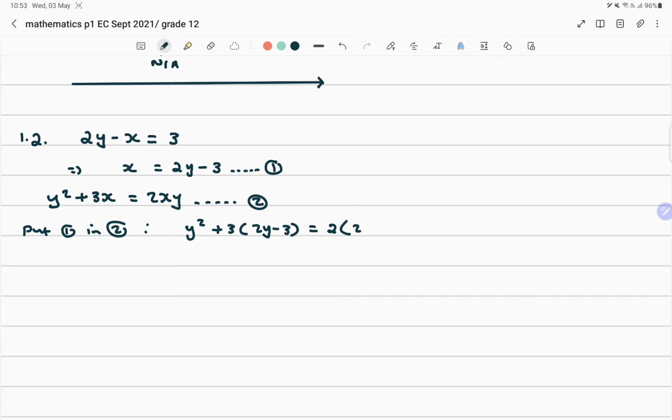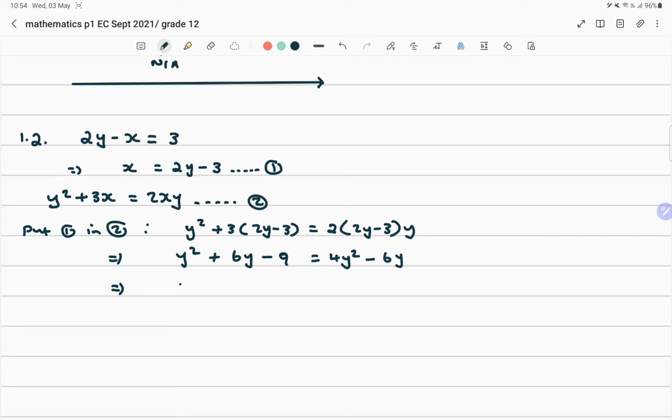Instead of x, we're going to put 2y minus 3, and that multiplied by y, which implies that we've got y squared plus 6y minus 9 equals 4y squared minus 6y. Okay, great. So we can transpose everything on the left to the right and still rearrange.